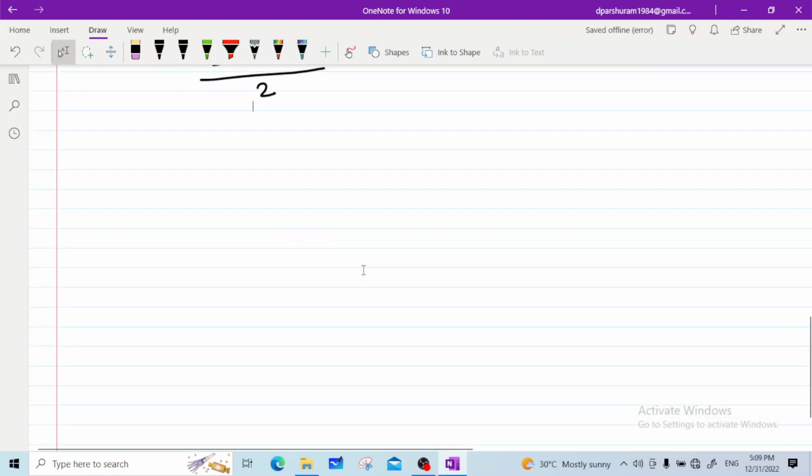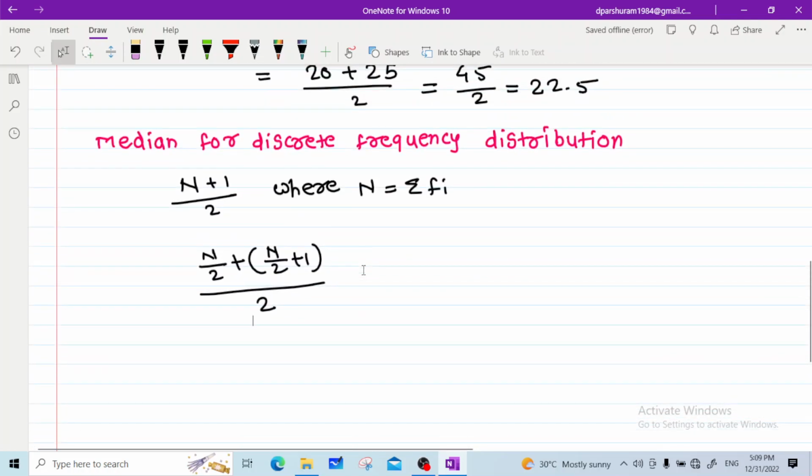Now we solve examples on the median for discrete frequency distribution. In SIM, the examples, problem numbers 10 and 11, are on page number 18. Problem number 10. The question is, find the median for the frequency distribution of X.